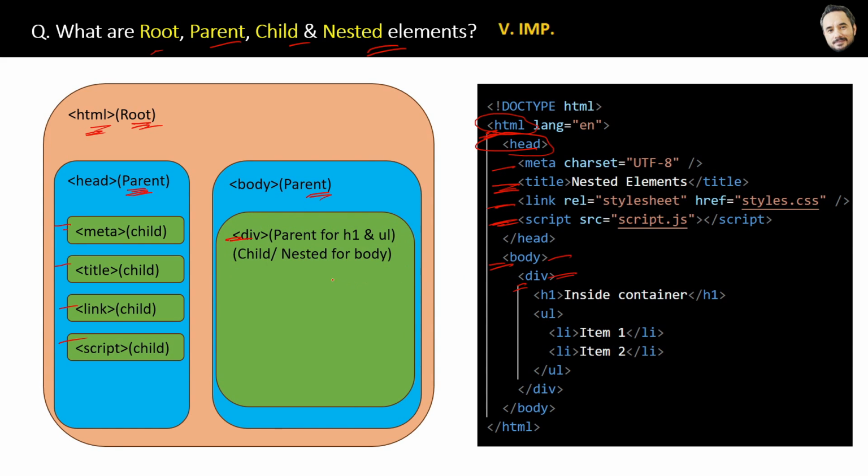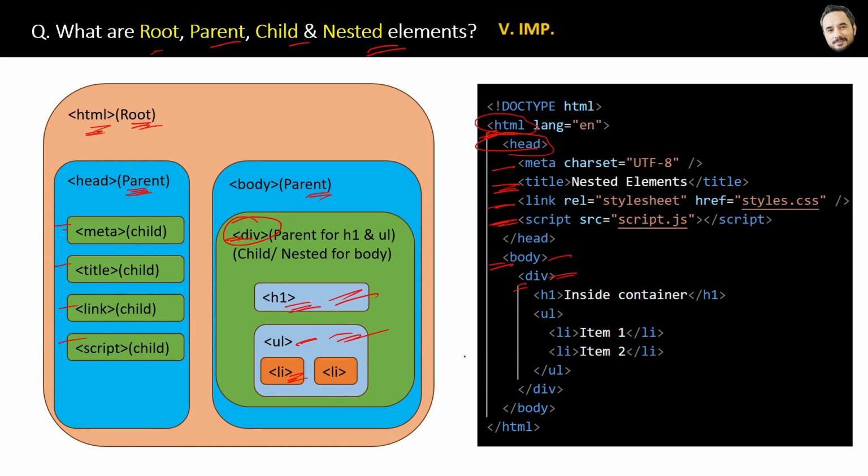The third is the child and nested element. A child or nested element is an element that is contained within or inside a parent element, okay? So for example, h1 and ul are the child elements of the div element. Also, child and nested are the same thing, okay? One more important thing: one element can be a parent and a child at the same time. For example, div is the child element of the body element, right? But it is also the parent for the h1 and ul elements, right?